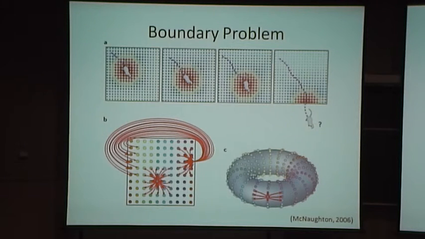Does the rat just have a set of units that deals with, well, as much as this room, but then if it falls off the edge it gets lost? Don't think so. In fact, we can show that it doesn't.